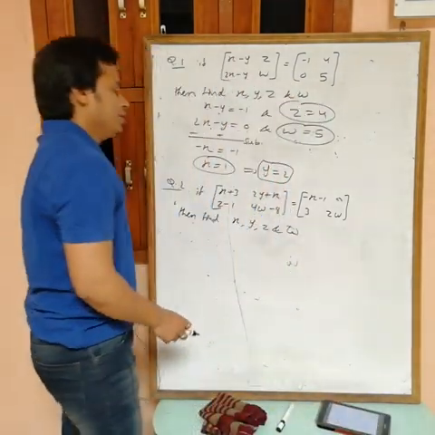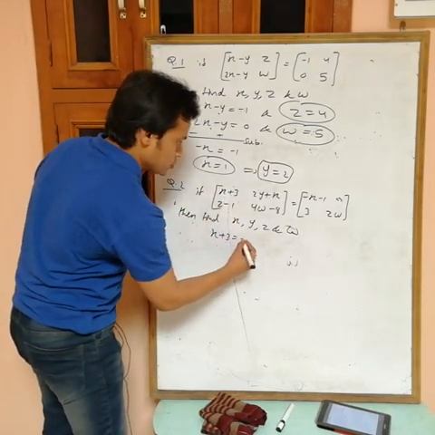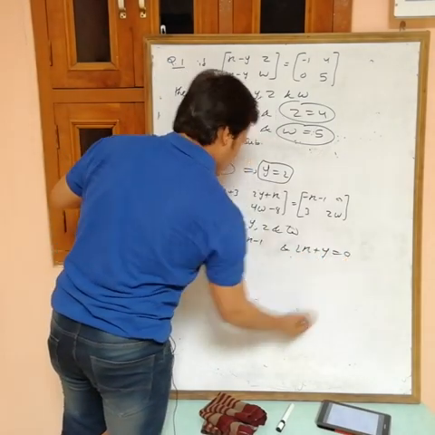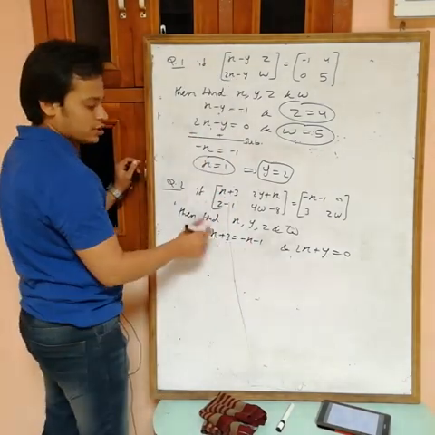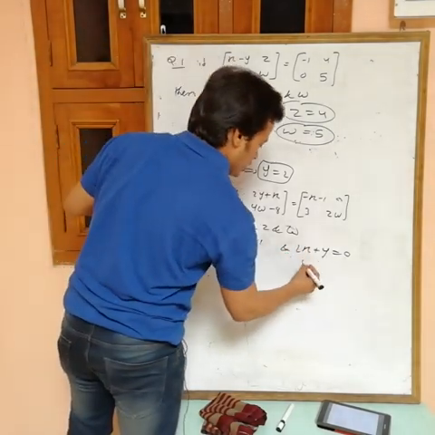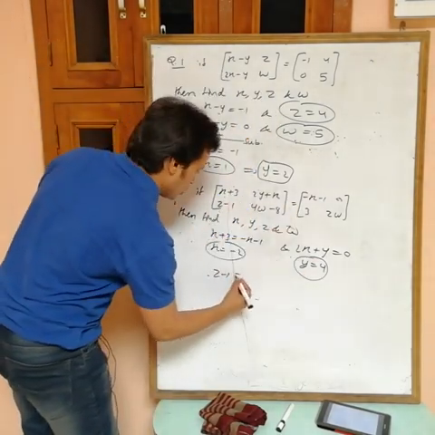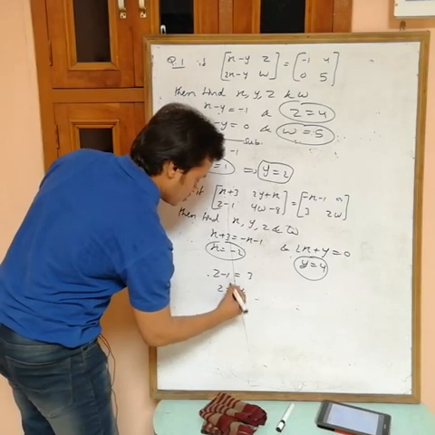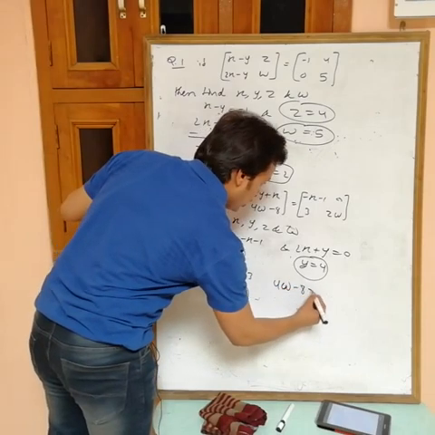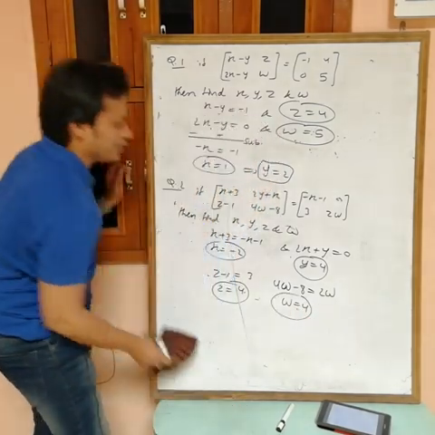Getting or not? Now see, again the same, compare the corresponding elements. x plus 3 must equal minus x minus 1, and 2x plus y must equal 0. From this one, what am I getting? 2x equals minus 4, x equals minus 2. If you put x equals minus 2 here, then you will get y equals 4. After that, z minus 1 equals 3, so z equals 4. And 4w minus 8 equals 2w, so w equals 4. So simply we can get it.